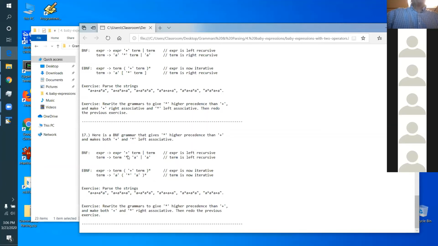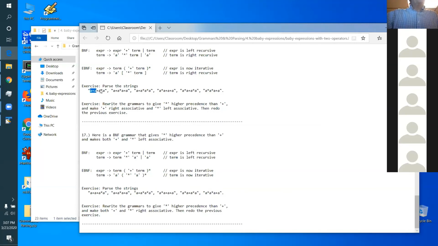We're still making multiplication higher precedence than addition. Now addition is left associative and term is left associative. Multiplication is left associative, so they're both left associative. Now this is actually kind of messy because that means that neither one is recursive anymore. So now everything's turned into iteration. Left associativity, which is left recursion, becomes iteration. So these get parsed using a while loop, not using recursive functions.